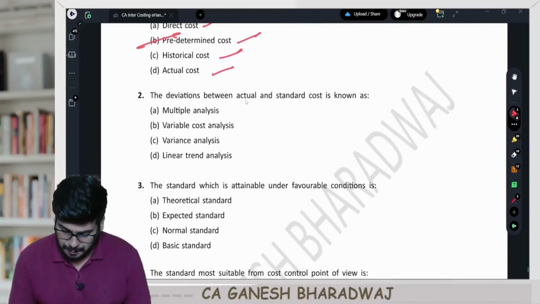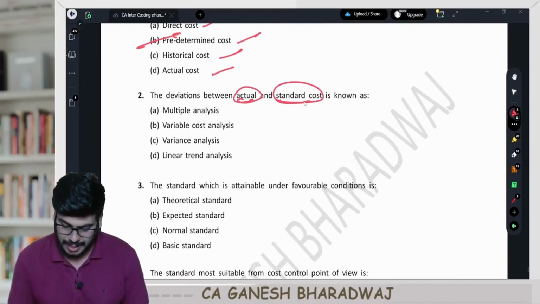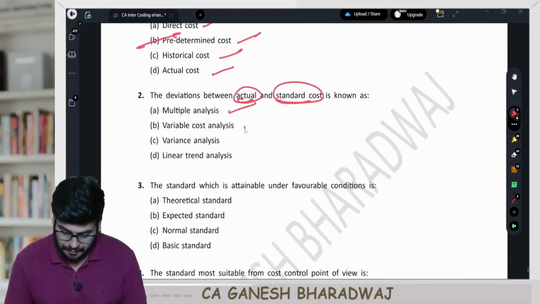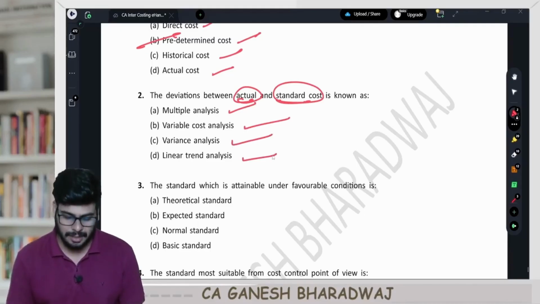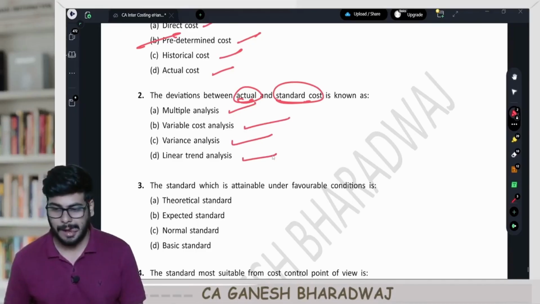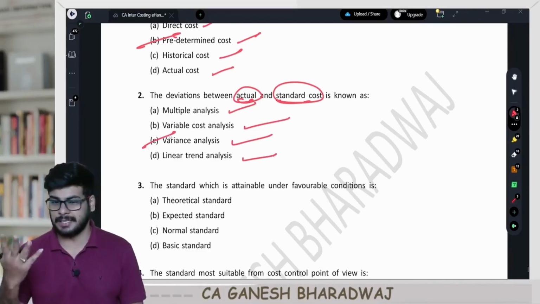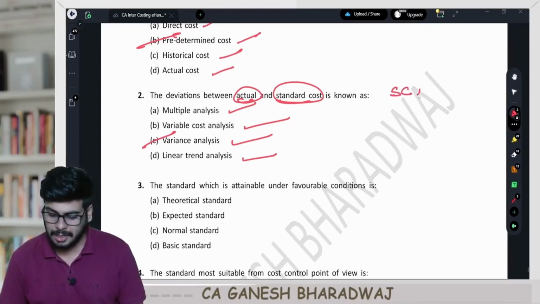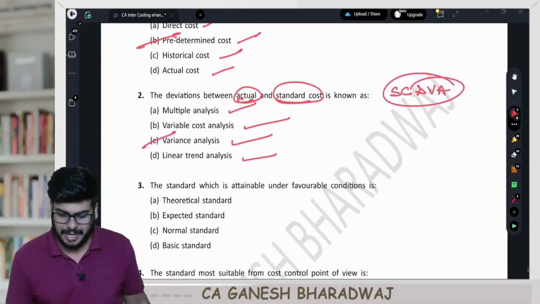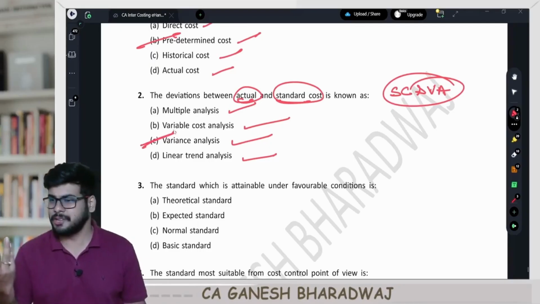The deviations between the actuals and standard is known as what? Multiple analysis, variable cost analysis, variance analysis, linear trend analysis. Of the four, which one seems to be correct? C. Variance analysis. Clear? That's why this chapter in CA Final is called standard costing and variance analysis. Clear? We are analyzing for the variance. Clear with this, guys?